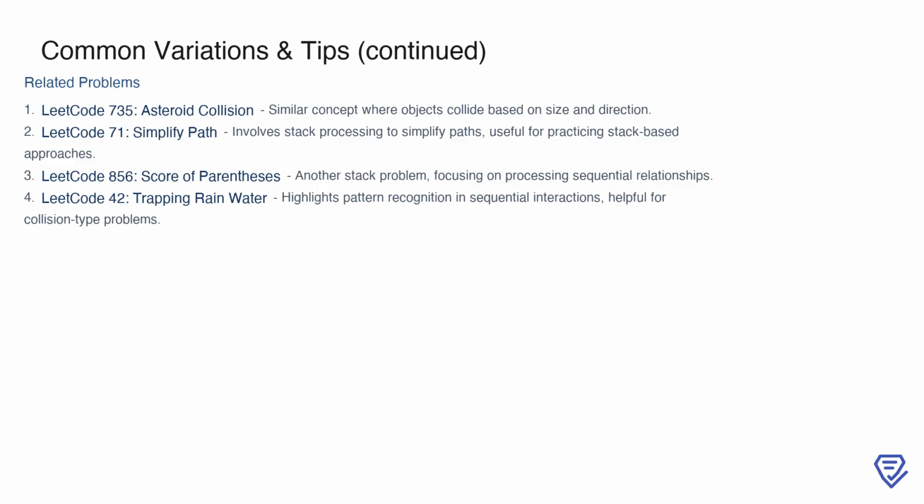Finally, LeetCode 42, Trapping Rainwater, is valuable for improving your ability to recognize patterns in sequential interactions, which is a key skill for solving collision-type problems effectively. By practicing these related problems, you can build a solid foundation for tackling variations of this problem.